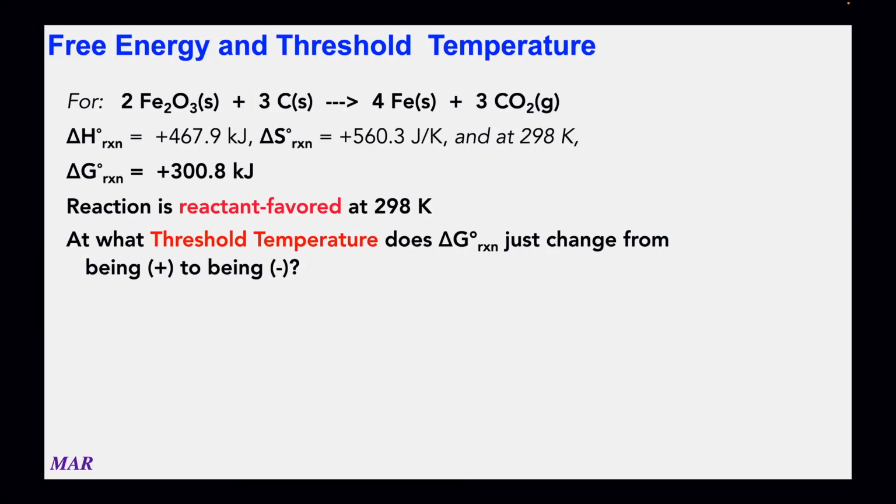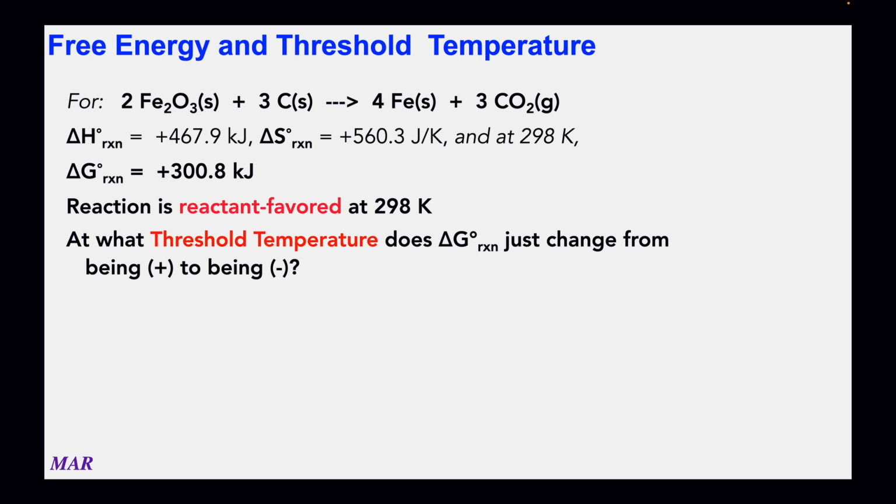Here's another reaction. This is iron(III) oxide reacting with carbon as graphite. It makes iron metal and CO2. And what we can do to figure out the values here, you can first find delta H, products minus reactants, and that comes out to be positive 467.9. You can then find delta S, products minus reactants, comes out to be positive 560.3 joules per Kelvin. And at room temperature, 298, delta G is positive 300.8 kilojoules.